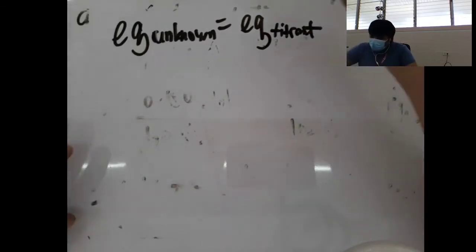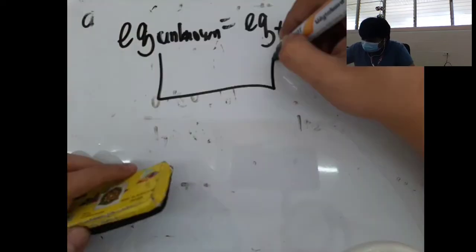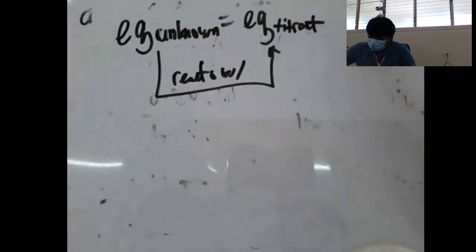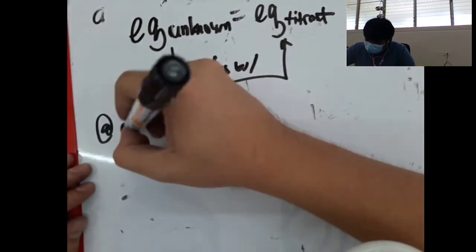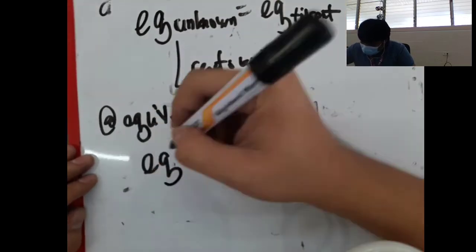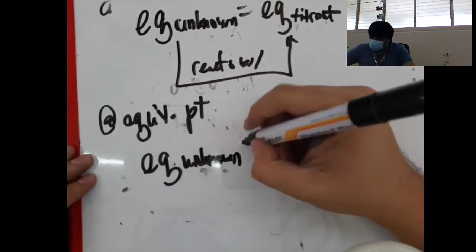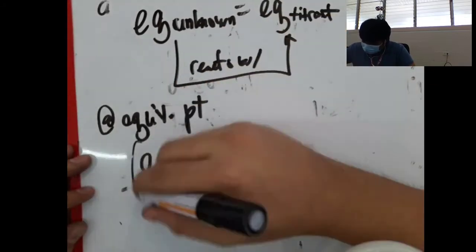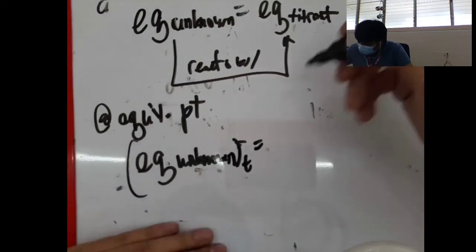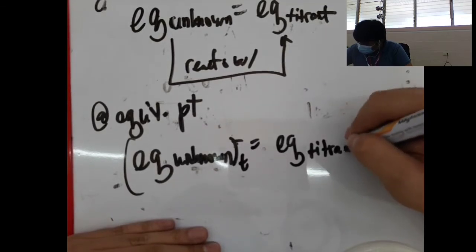Now at the equivalence point, the equivalence of the unknown present in the solution, let's name this total, is also equal to the equivalence of the titrant that was added in the reaction solution.